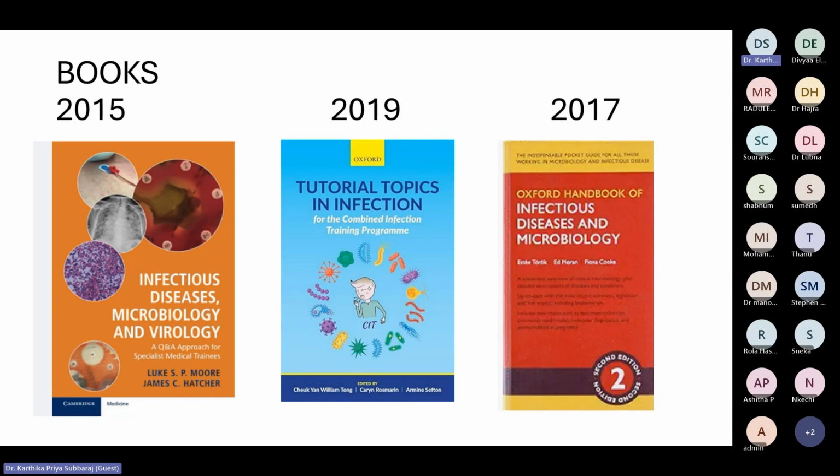So the MCQ books, I started with Moore, and then I went on to Tutorial Topics in Infection, and I followed the handbook as well. The problem with this is that Moore was first released in 2015 and it never got updated. So that's one issue. And second, most of the guidelines have changed from that time. And the Tutorial Topics edition was released in 2019. Most of the guidelines have been updated after 2021 or 2023 itself. So everything is new for us.